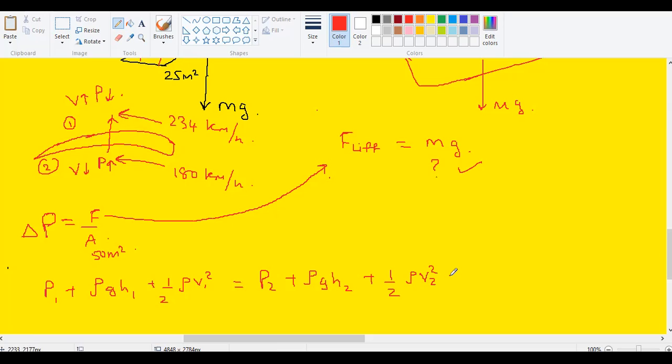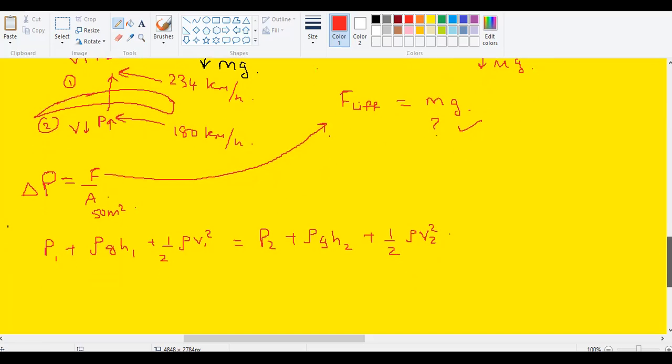Can anyone tell me which term gets cancelled out? Rho g h cancels out. Why? Because the height is almost the same. Even though in the formula I will write it as h1 and h2, the height between the top surface of the wing and the bottom surface of the wing is almost the same, compared to say 20,000 feet or 30,000 feet.